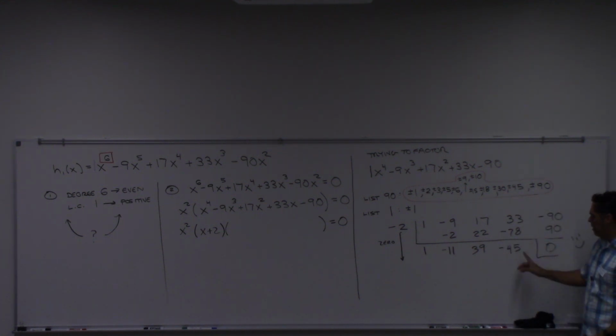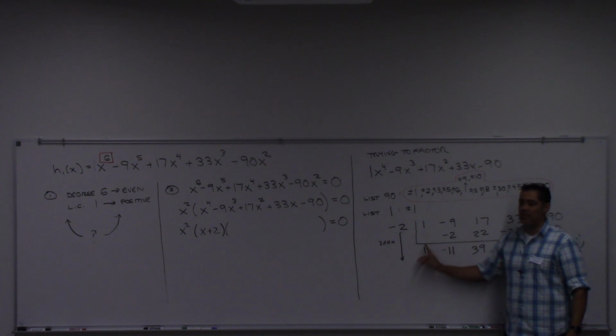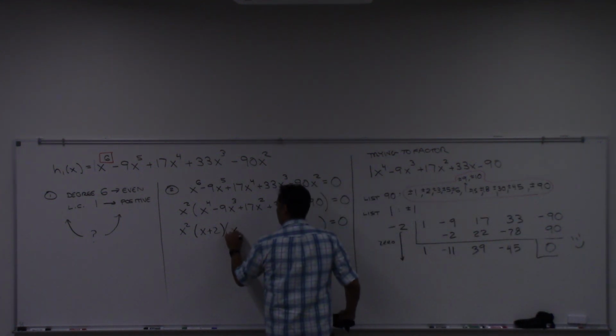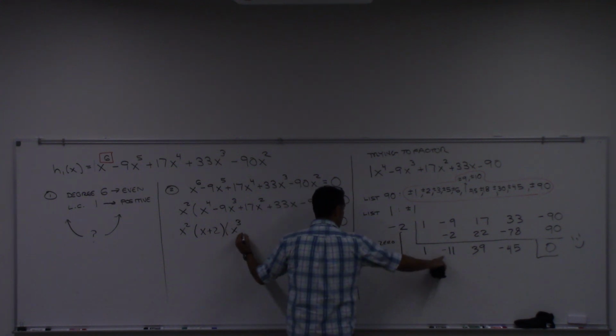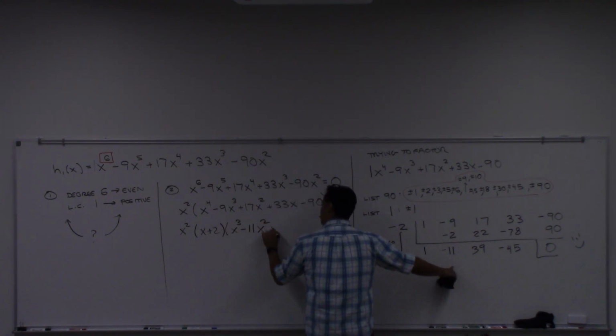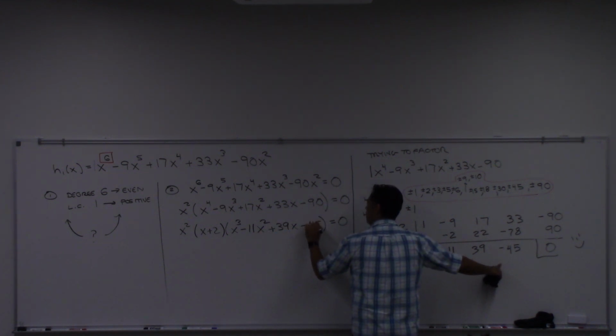So what do I mean? This is a number by itself. This is the number in front of x. This is a number in front of x squared. And this is a number in front of x cubed. So I still have in here 1x cubed minus 11x squared plus 39x minus 45.